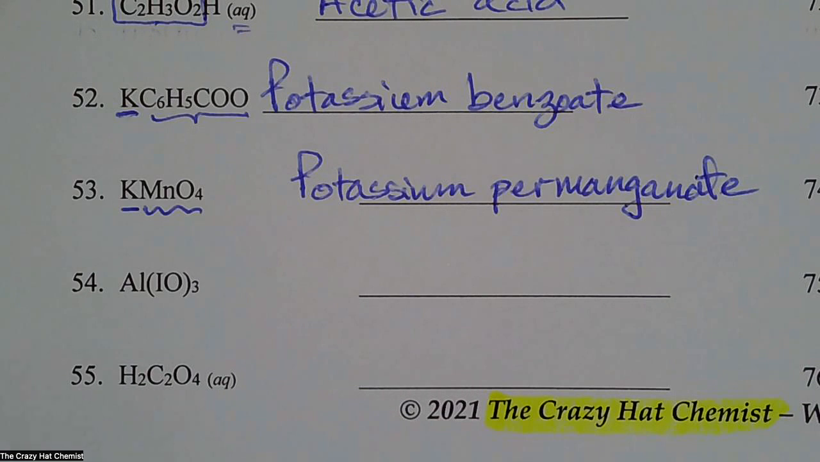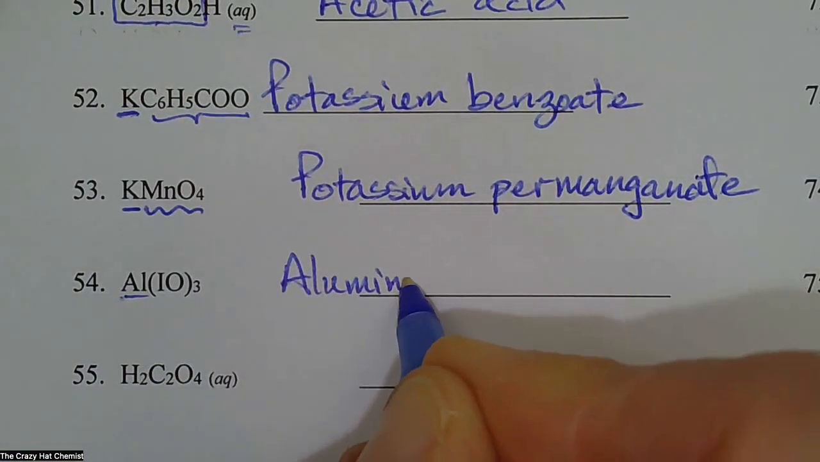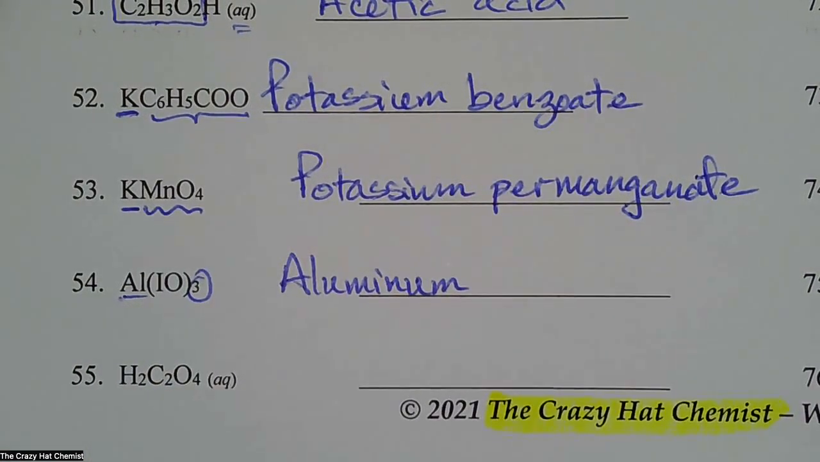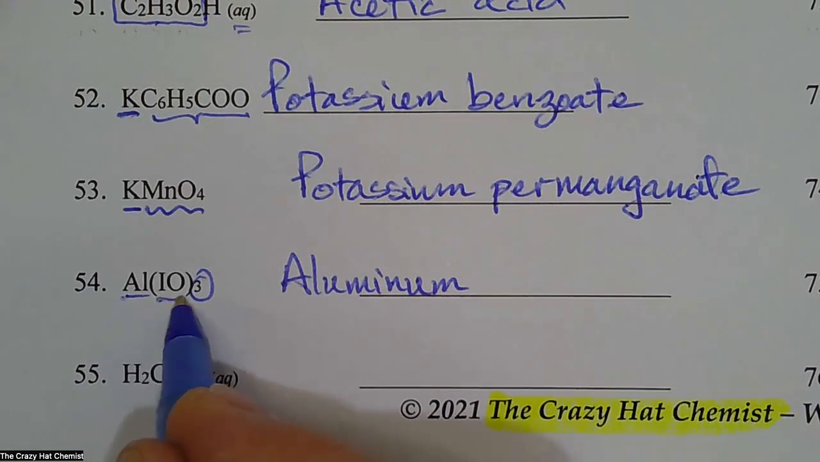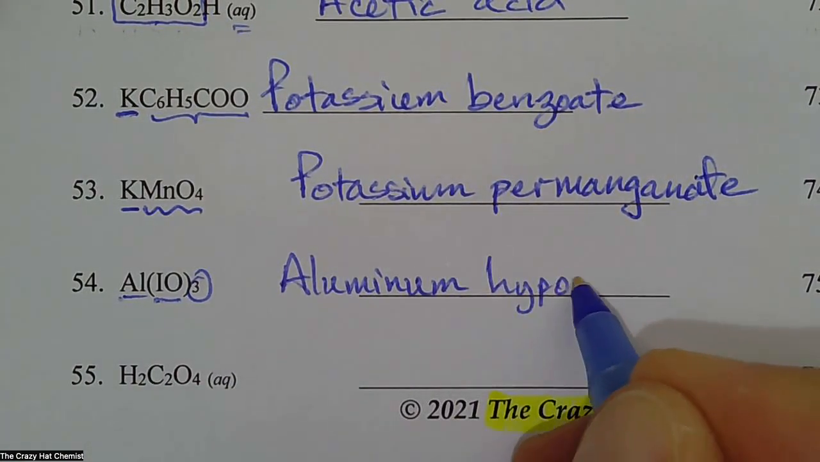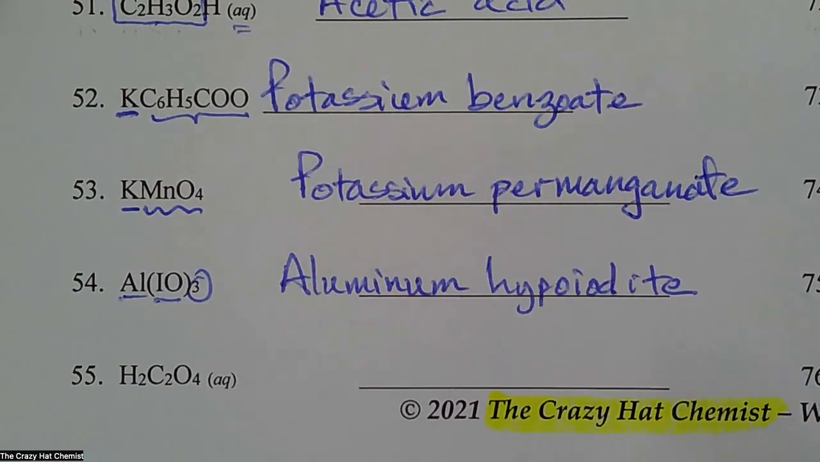All right, here we go. This is aluminum. And then you'd see the charge on the aluminum is a 3+, and that is correct. And this is hypoiodite. Hypoiodite. That's a polyatomic ion. That's just the name of that.